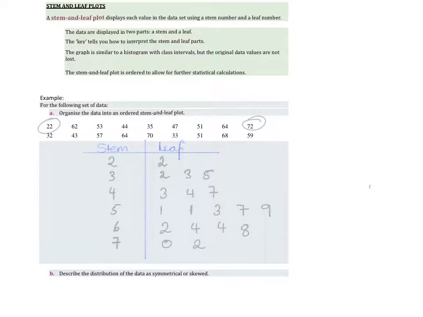All right, now my stem is in order, my leaf is in order. You can see that I am lining up columns and rows. And if I was to turn that on its side, it would look like a histogram. You try that now. Does it look like a histogram? It almost looks like a symmetrical histogram to me.